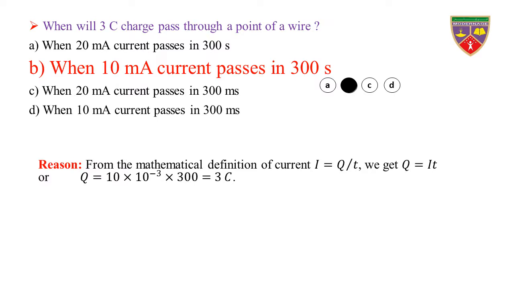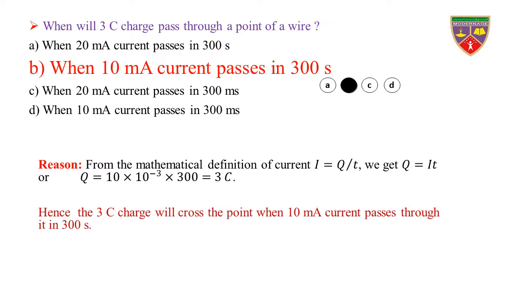Reason: from the mathematical definition of current, I equals Q divided by T, we get Q equals IT, or Q equals 10 into 10 power minus 3 into 300, which is equal to 3 Coulomb. Hence, the 3 Coulomb charge will cross the point when 10 milliampere current passes through it in 300 seconds.